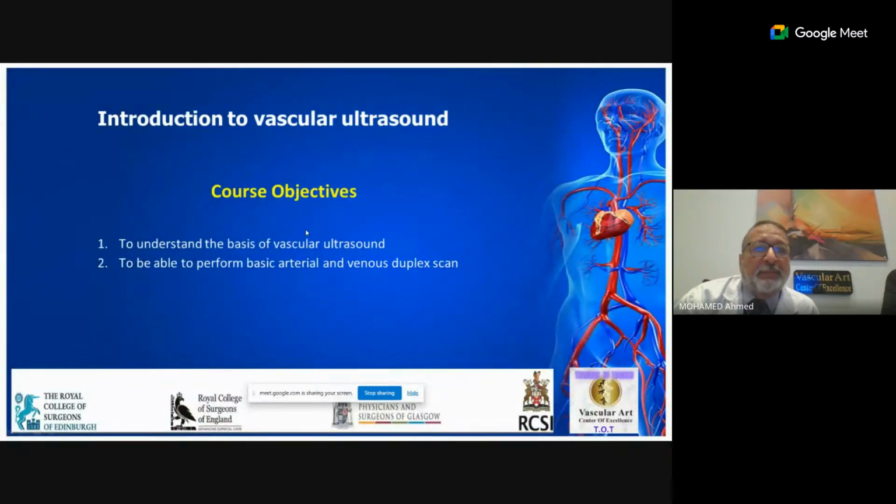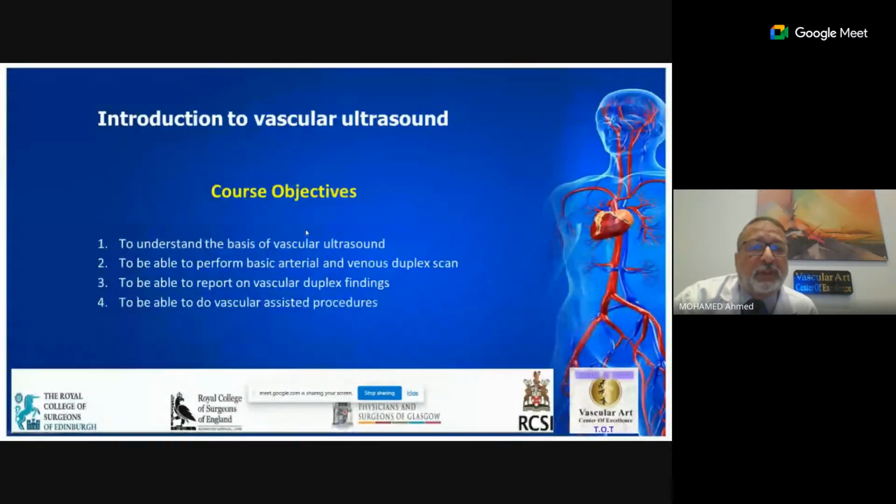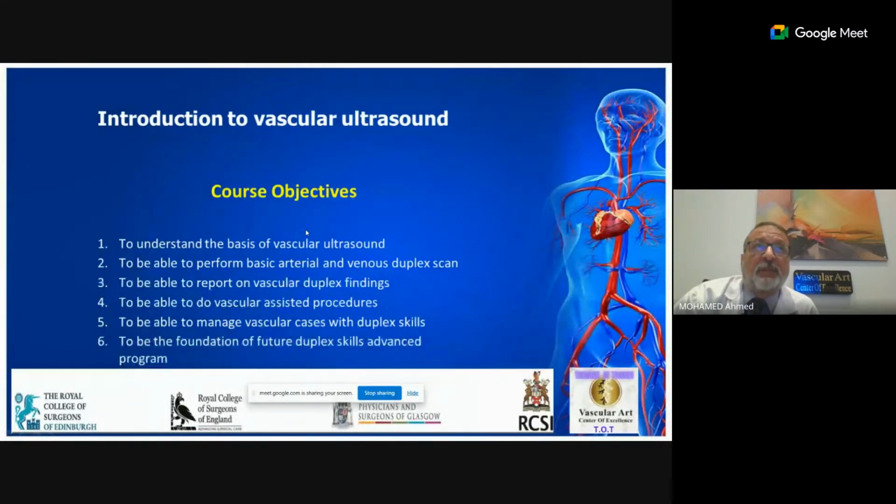You need to understand basic ultrasound, perform a basic arterial and venous duplex scan, be able to report the duplex scan, and be able to do duplex-assisted procedures. I'm sure duplex is a vital part of the skills you will grasp, because you will need it a lot in the future, with duplex scans and advanced programming. You will use it in your practice.